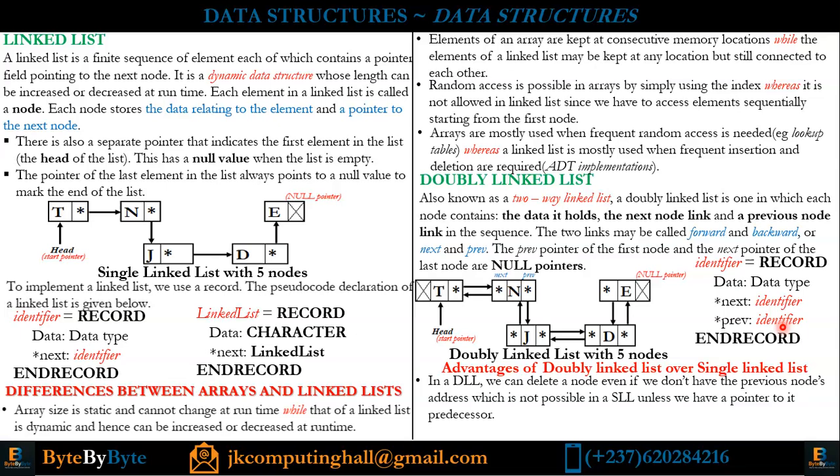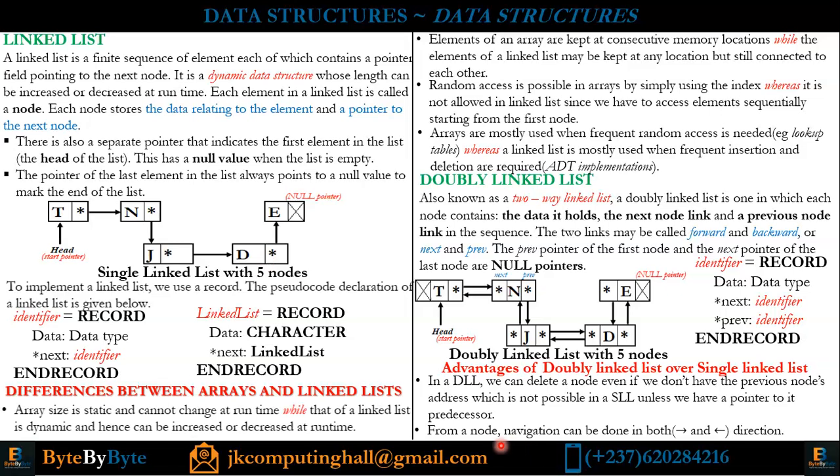What are we trying to say here? If I want to delete this N, as you are seeing, I can easily delete it even if I don't have the address of this one. Whereas if it's in a single list, for me to delete this particular node, I need to have the address of this one. I need to have this particular address in such a way that I'm going to map to this one for the linked list to still be connected.